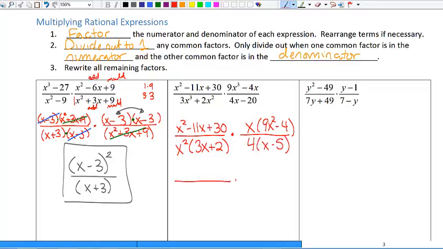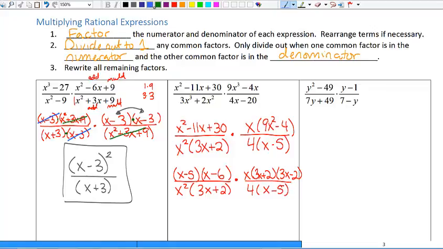Alright, so now I'm going to continue factoring anything that's left inside the parentheses that is unfactored. So the numerator factors into x minus 6 and x plus 5. The denominator is completely factored. The 3x plus 2 can't factor anymore because it's already a linear term. I have x times, let's see, a difference of squares here. So that's going to be 3x plus 2 and 3x minus 2. And the denominator is already factored completely.